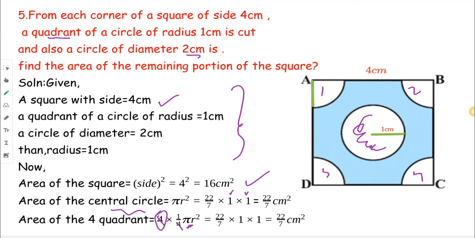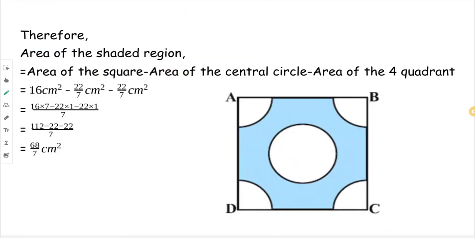4 ones are 4, 4 ones are 4. Then pi is 22 by 7. Once again, question only told us radius is how much? 1 centimeter, right? So 1 into 1, again we're just going to get 22 by 7 centimeter square. Alright, so now let's find the area of this shaded region.